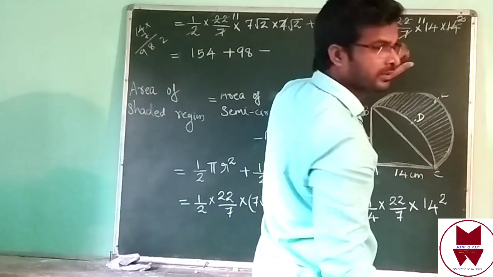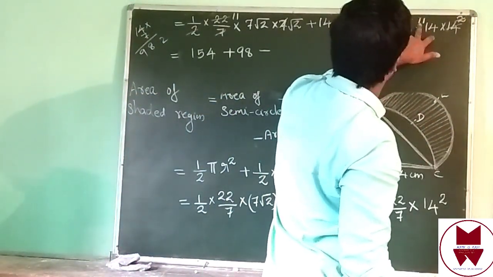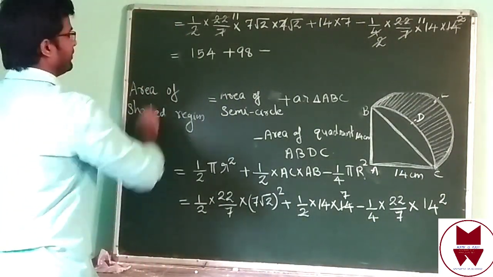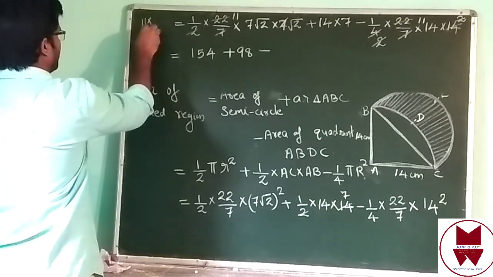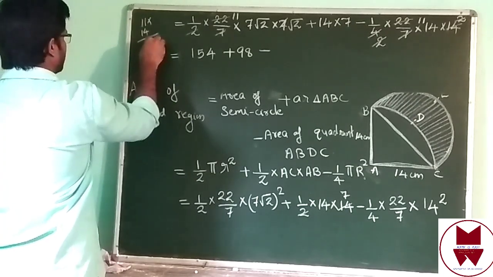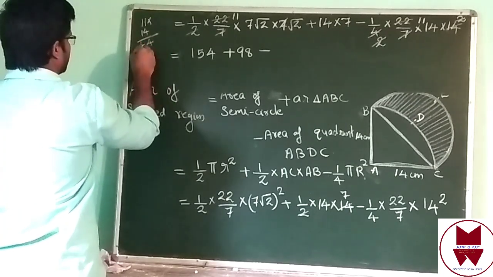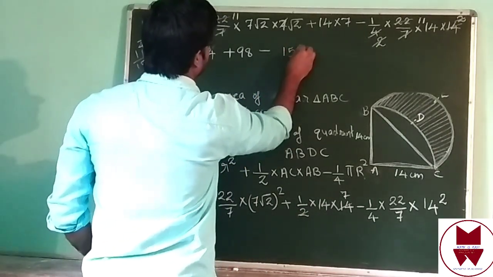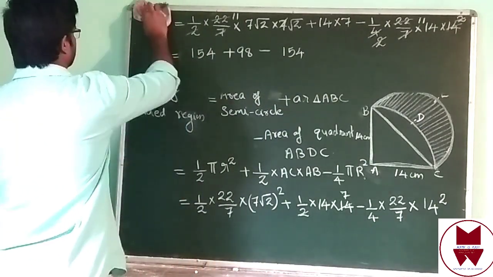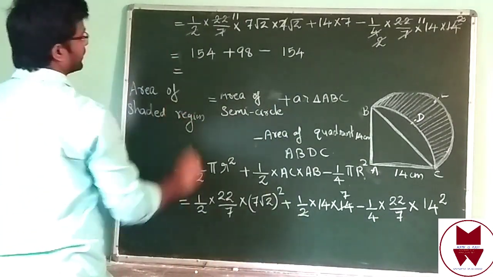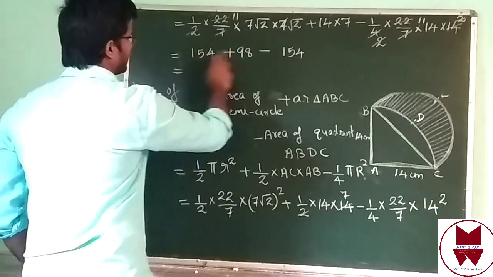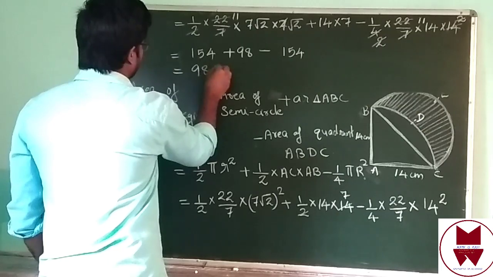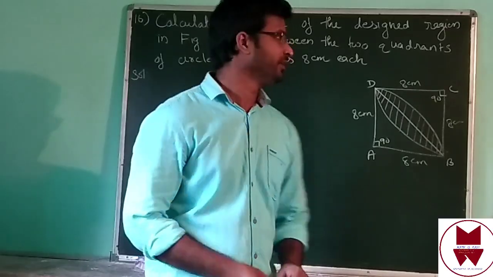Minus, in here remaining, multiply 11 into 14, 11 into 14, then 4, 4, 1, 1, 1, 5, 4, 154, 150. Equal to 154 minus 154, that will be 0, then remaining 98 centimeter square.